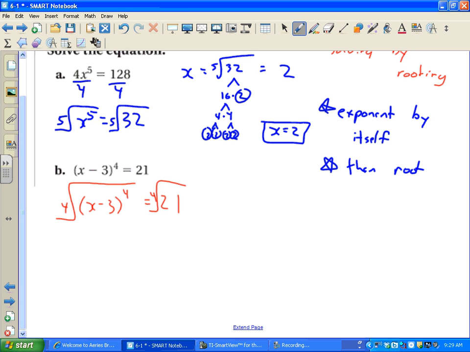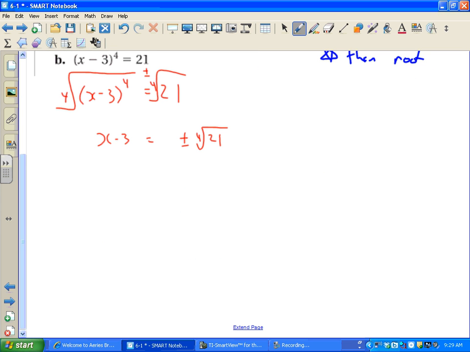Now, this is an even numbered root. Because it's an even numbered root, I have two possible real roots. So I need to put the plus or minus. I did not put it in letter A because that's an odd. I need to put it in letter B because it's even. On the left-hand side, the fourth root of x minus 3 to the fourth is going to be just x minus 3. On the right-hand side, I have this sexy beast that is plus or minus the fourth root of 21.